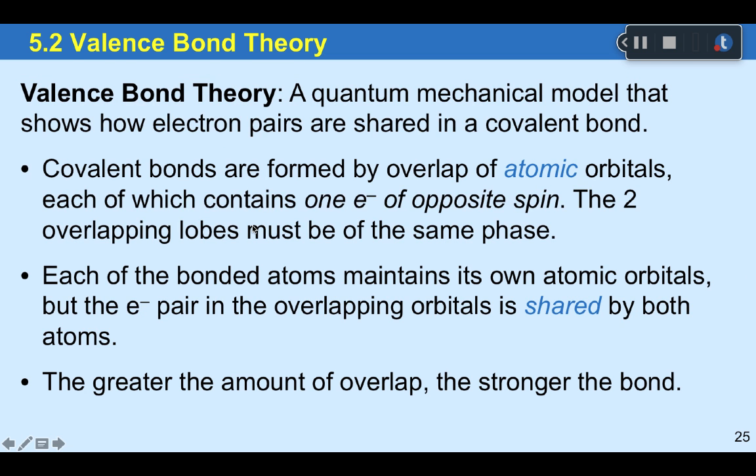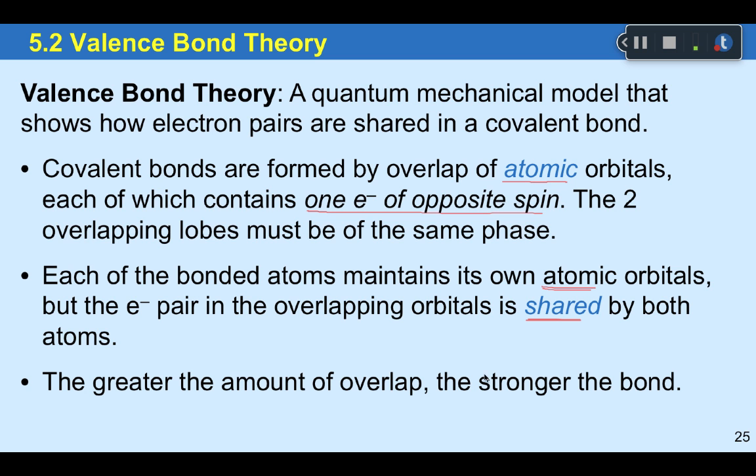Valence bond theory then does what? It tells us that there are covalent bonds formed by overlapping atomic orbitals, each of which has to have electrons of opposite spin, and we call that being in the same phase. The overlapping lobes then are going to be with opposite spins, and we call that the same phase to make the covalent bond. Each of the bonded atoms then maintains its own atomic orbitals, that's where they come from, but the electron pair is shared by both atoms, so it's totally shared, and the electrons actually go around both nuclei.